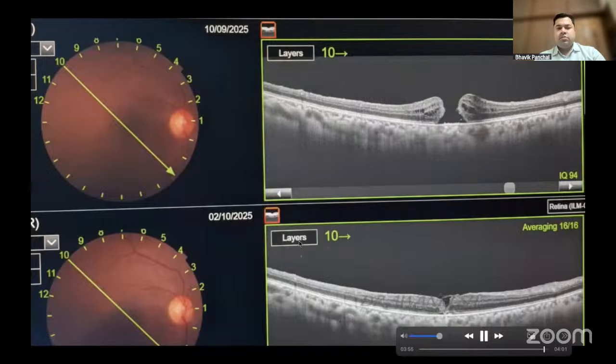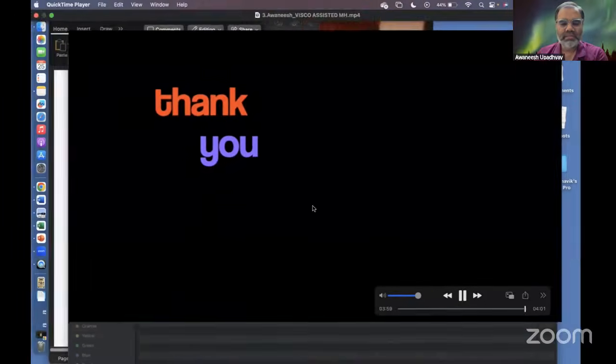So this is 1 month. The previous case had a 3-month follow-up. So even then, I think we can discuss further on this. Thank you.